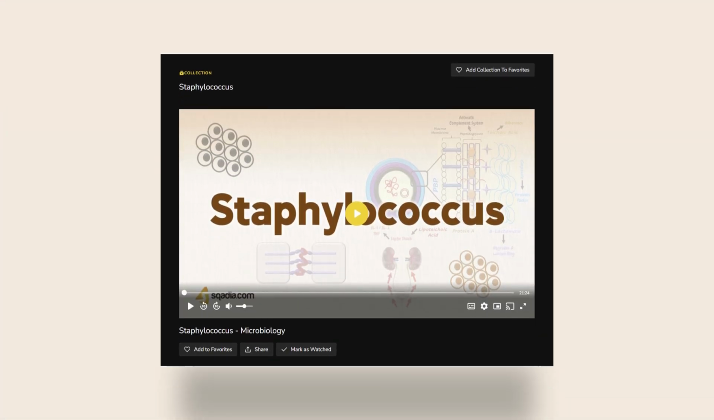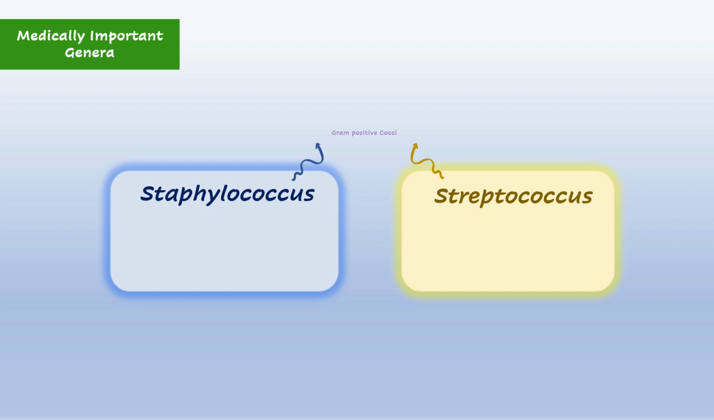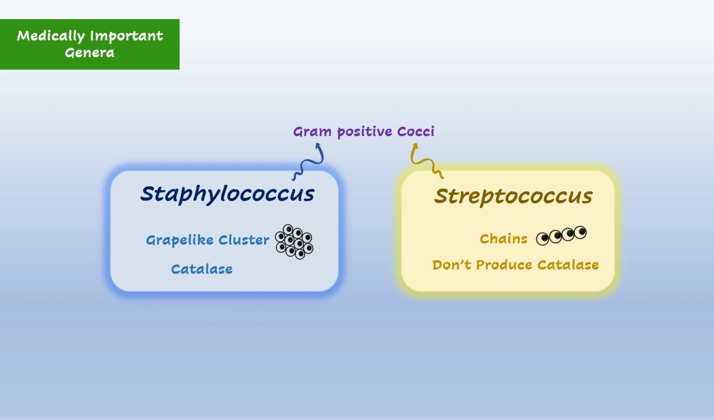Try to recall our lecture on Staphylococcus, as it is mentioned in the case that gram-positive cocci were present in the blood culture. So we have studied in our previous video on Staphylococcus that there are 2 medically important genera of gram-positive cocci, and that are Staphylococcus and Streptococcus. Both Staphylococci and Streptococci are gram-positive cocci, but they are distinguished by 2 main criteria. Staphylococci appear in grape-like clusters, whereas Streptococci are in chains. Staphylococci produce catalase, whereas Streptococci do not produce catalase.